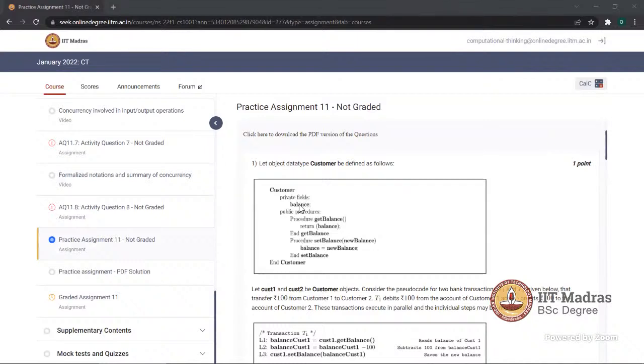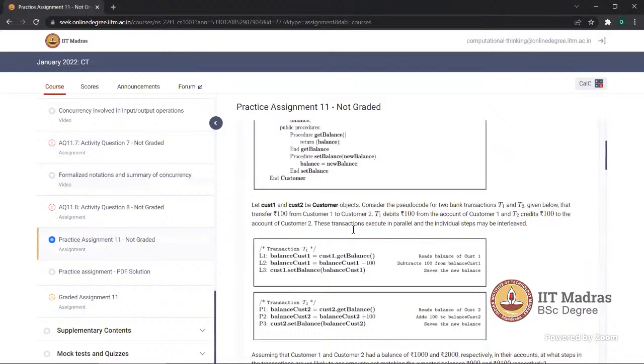There is one variable and two procedures. One procedure is going to read the value of the variable, and the other procedure is going to set the value, or write the value, for that variable. That's all there is in this particular object data type customer, in this particular customer class.